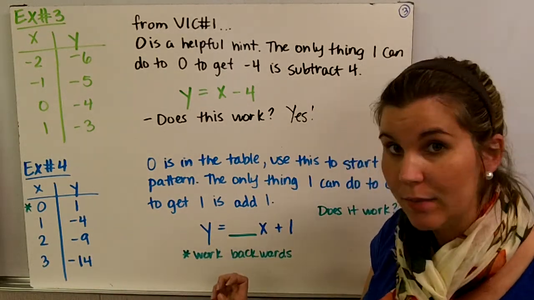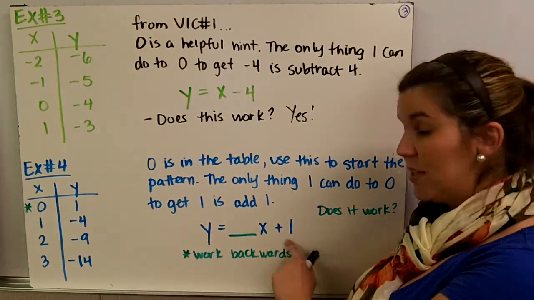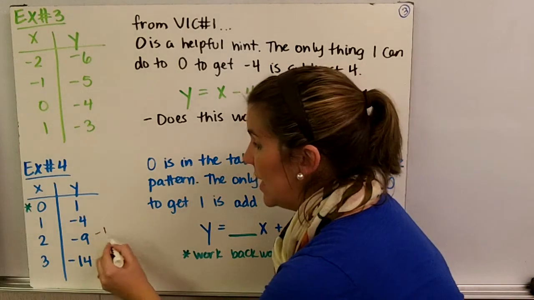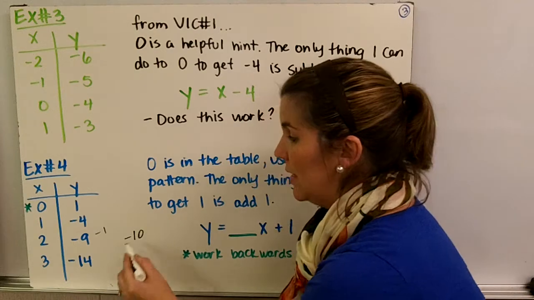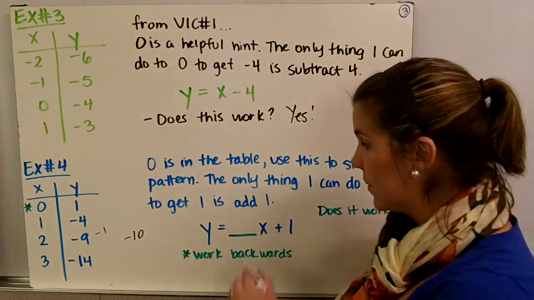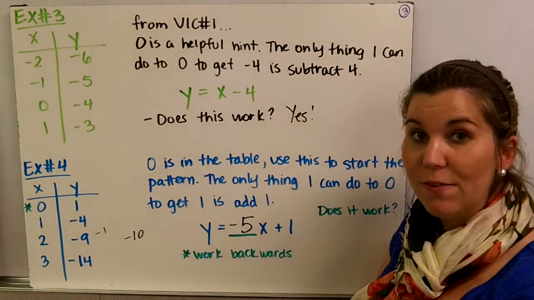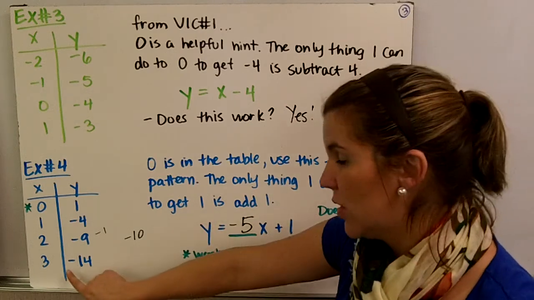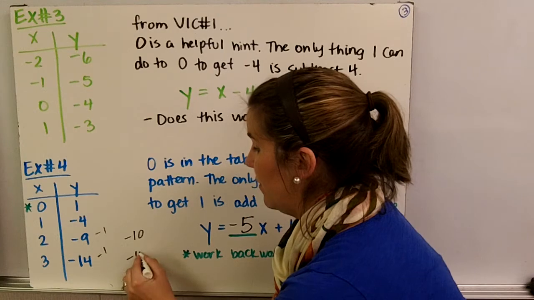Okay, let's try it again. Negative 9 minus 1, because that's the opposite of plus 1. Negative 9 minus 1 is negative 10. How do you go from 2 to negative 10? Well, you multiply by negative 5. So if I'm multiplying whatever my x value is by negative 5 and then adding 1, it should give me my output. Let's try it again. Negative 14 minus 1 is negative 15.